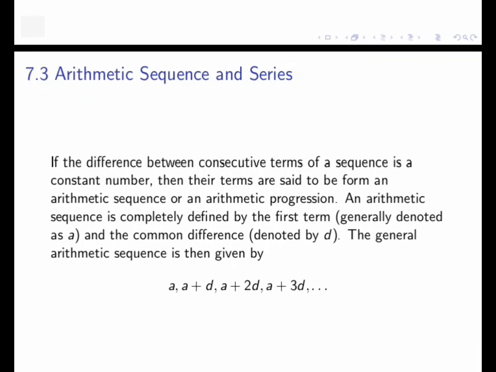So if the difference between two consecutive terms of a sequence is a constant value, you have a plus d, a plus 2d, a plus 3d. So all these ones are arithmetic progression or arithmetic sequence. So take note of the difference. You don't need to confuse one for the other.